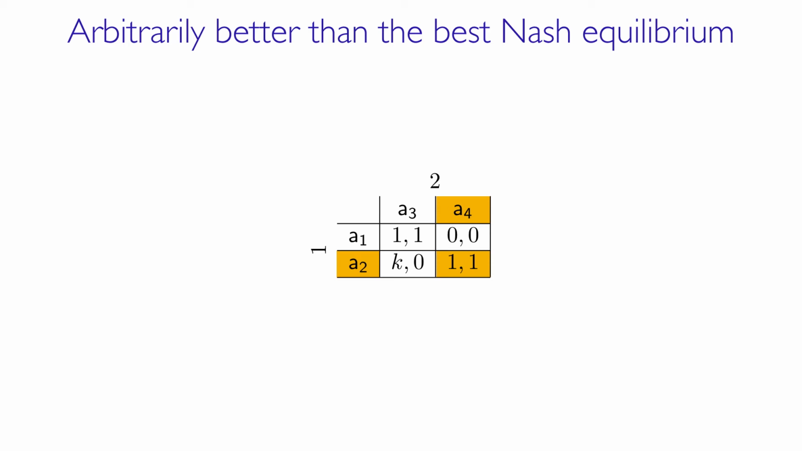Now we focus on the Stackelberg equilibrium. It prescribes that player 1, that is the leader, plays 1/2 on action A1 and on action A2, while player 2, that is the follower, plays action A3. The leader gets (k+1)/2, that is arbitrarily larger than the value she gets at the Nash equilibrium.